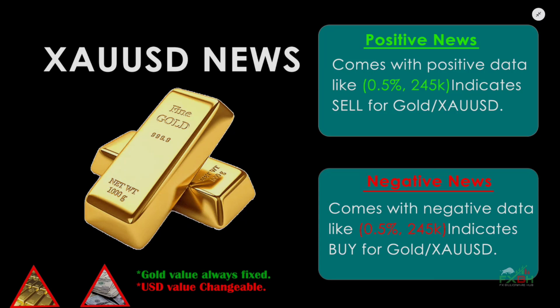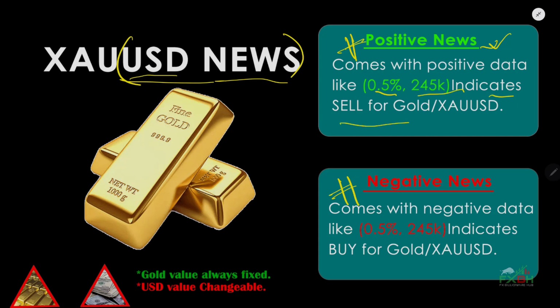As you know, gold is always connected with USD, so we have to follow USD news properly. Before you start, you have to keep your concern on two things: one is positive news, another is negative news. Positive news comes with positive data like green 0.5%, green 45k, which indicates sell for gold. That means for positive data we will sell gold, and the opposite for negative data. Negative data comes with red 0.5%, red 45k, and we will buy for negative data or negative news.